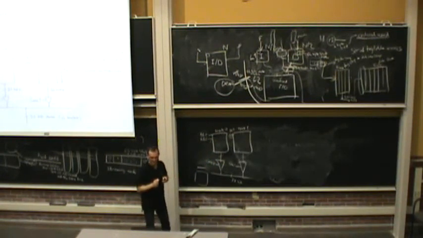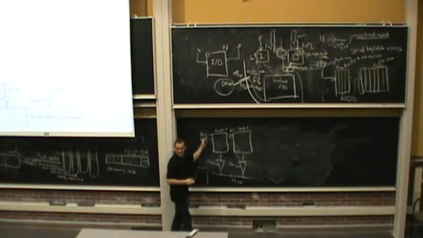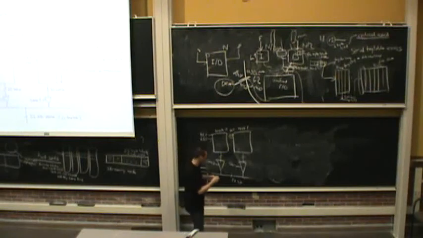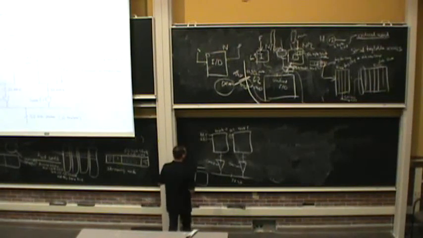So bank enable just means read, or does it mean read or write? Bank enable in this case means read or write, basically. You enable the chip. Without this, you could turn off parts of the chip, right? That's one reason you might need the bank enable.